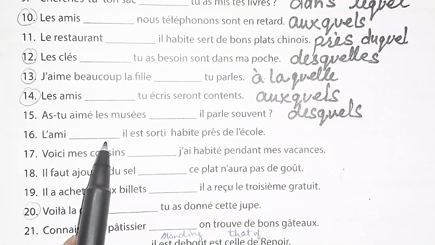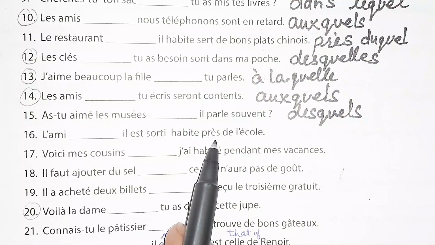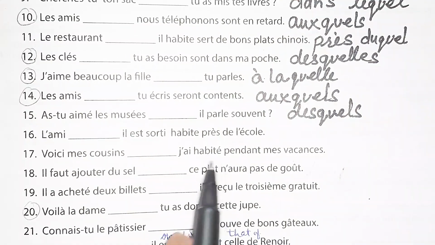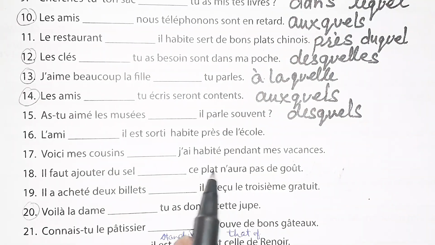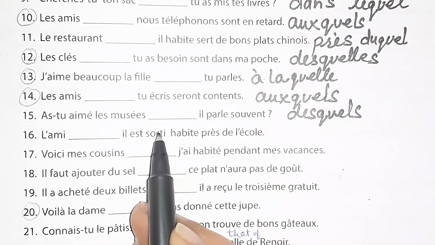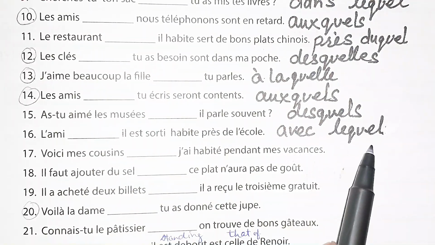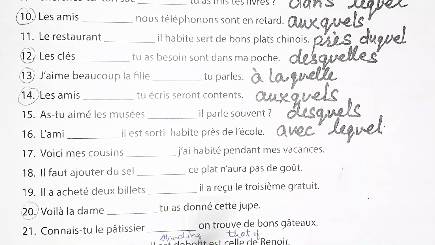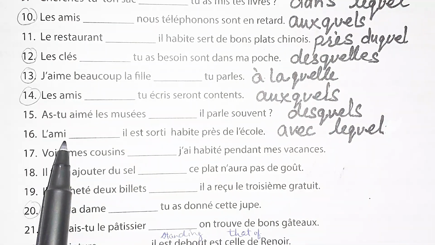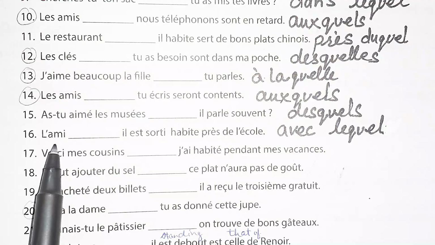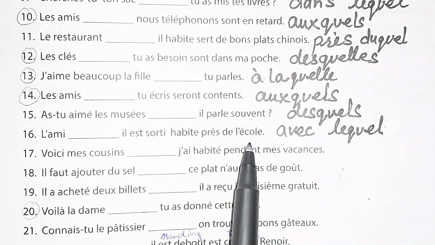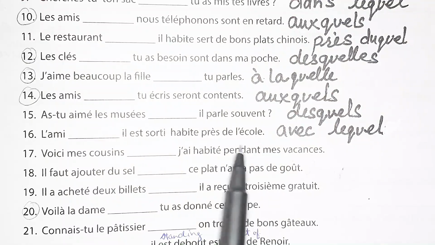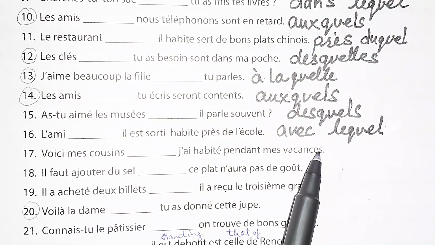Okay. L'ami dash il est sorti habite près de l'école. The friend with whom he went out lives near the school. Okay. So for saying with whom, we need a preposition avec lequel. Now we have used lequel here because l'ami is masculine singular. Okay. L'ami avec lequel il est sorti habite près de l'école. That means the friend with whom he went out lives near the school.